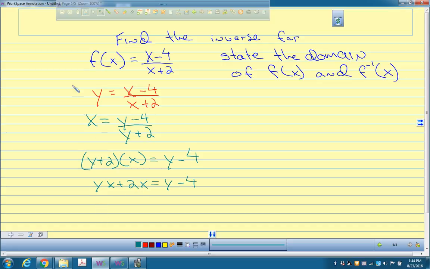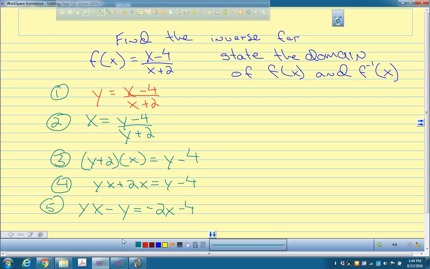So here's a trick. Here's step 1, step 2, step 3, step 4, I distributed. Step 5, I get everything that has a y on one side and everything that doesn't have a y on the other side. Because you'll say, I can't solve for y because I can't subtract y over here, but there's a trick. You get yx minus y equals minus 2x minus 4.